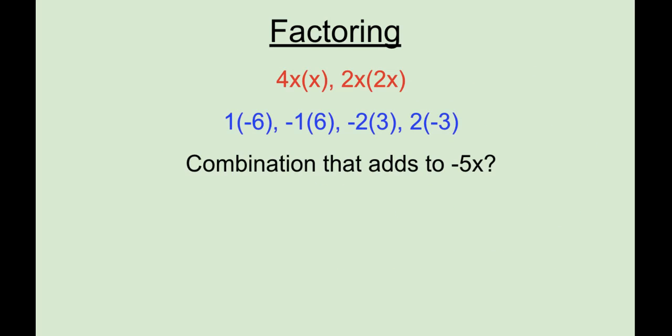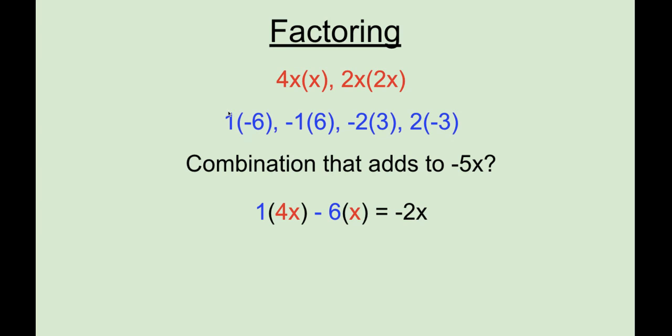All right, and this is where it gets just a little bit more complicated. So here are my red factors, my leading coefficients, right? Here are my blue factors, my constants. And now I need a combination that adds up to negative 5x. Well, let's just start. Let's do 1 times 4x and negative 6 times x. Let's see what we get. So 1 times 4x minus 6 times x is negative 2x. Well, that is not the minus 5x we're looking for. So that combination does not work.